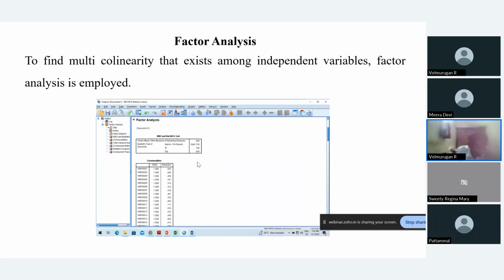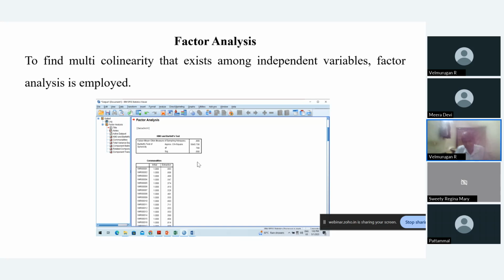Next is factor analysis. In mathematical terminology, we say it is to find multicollinearity among variables. Multicollinearity is nothing but, for example, if there are 50 students in our class and we raise a question, we expect each and every student to have different answers. If 3 or 4 students offer the same answer, it is called multicollinearity. When there is multicollinearity, it is nothing but the same answer being offered.